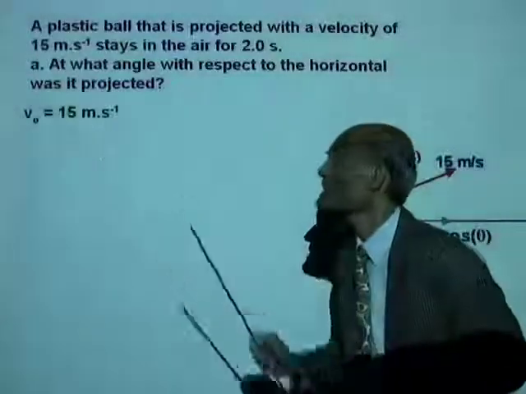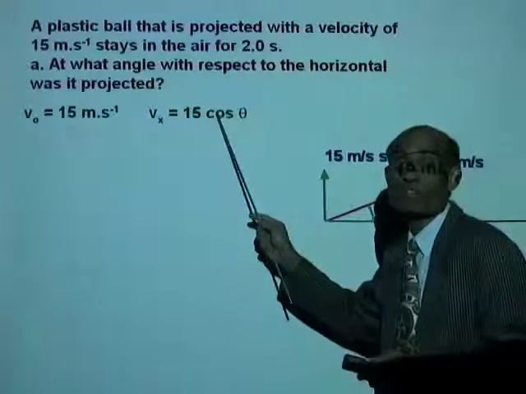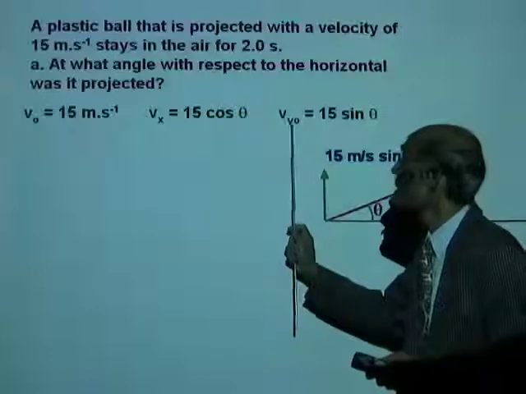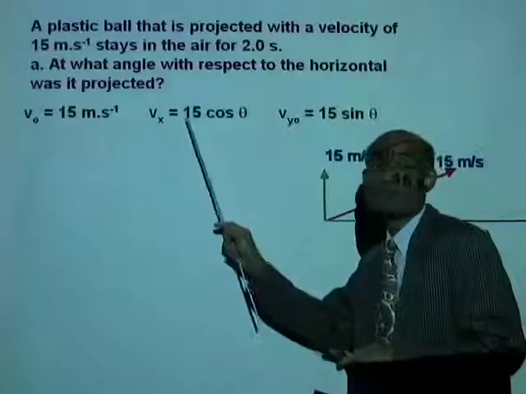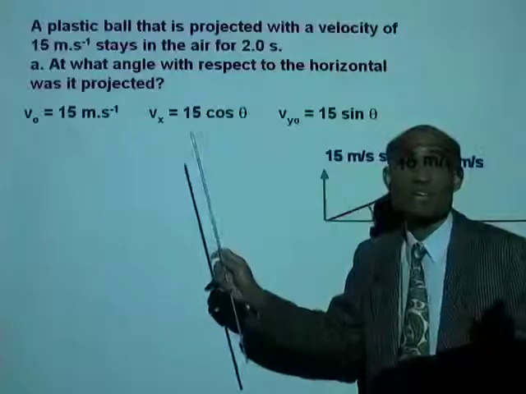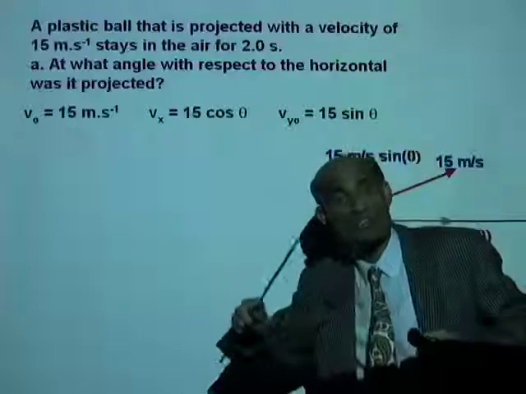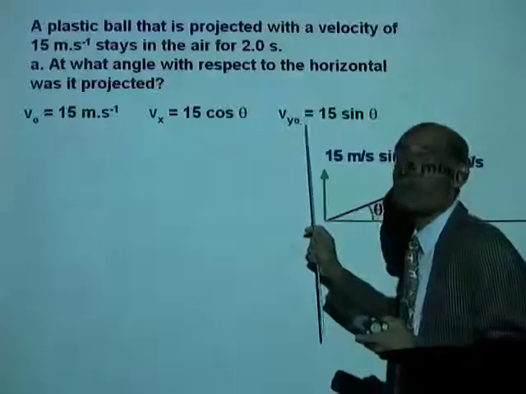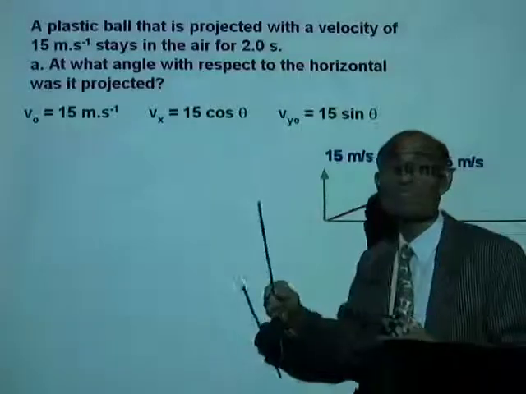Alright, V0 is 15 meters per second. The x component of that velocity is 15 cos theta, and Vy0 equal to 15 sine theta. I hope you distinguish between the x and y component. The x component does not change, so we don't need to write Vx0. Vx remains a constant right through the flight. So Vx is 15 cos theta, but this is the initial vertical velocity. So we need to indicate it as Vy0.